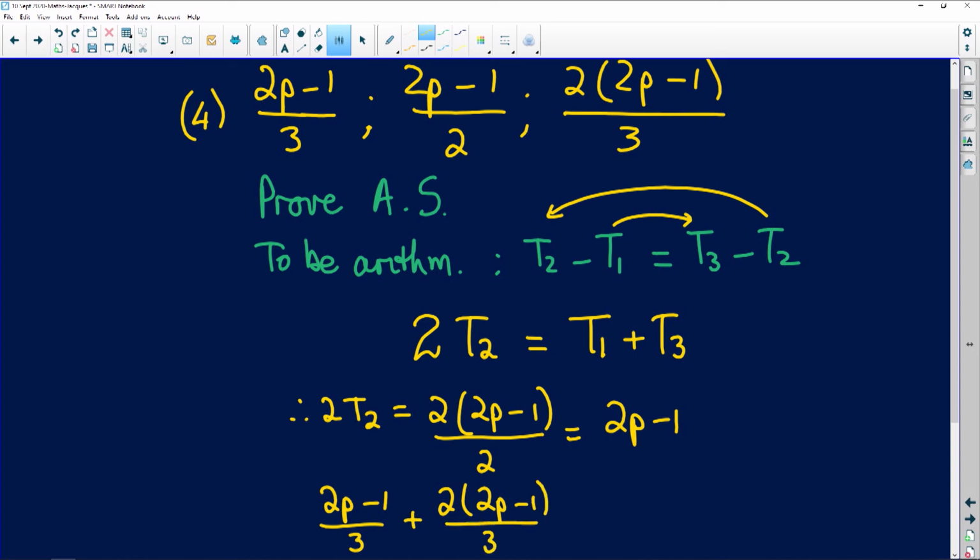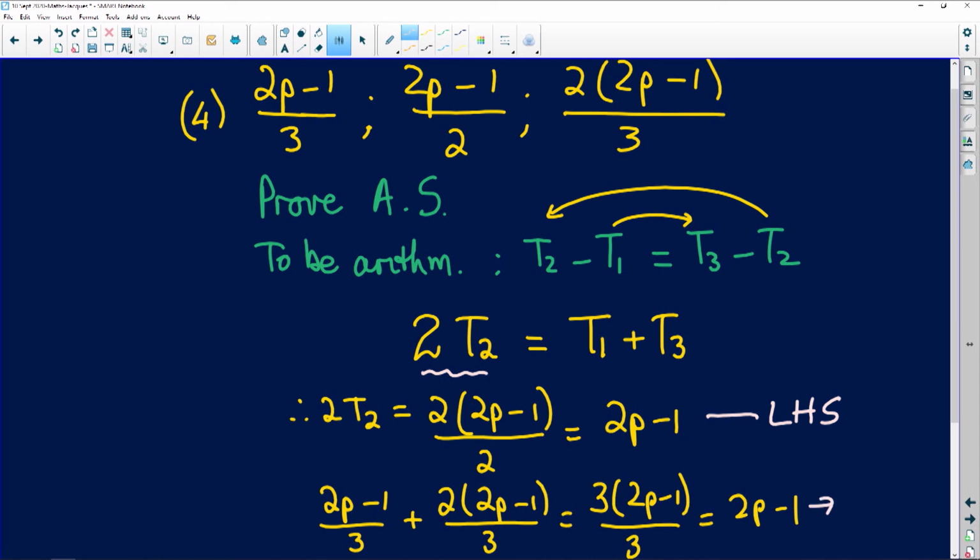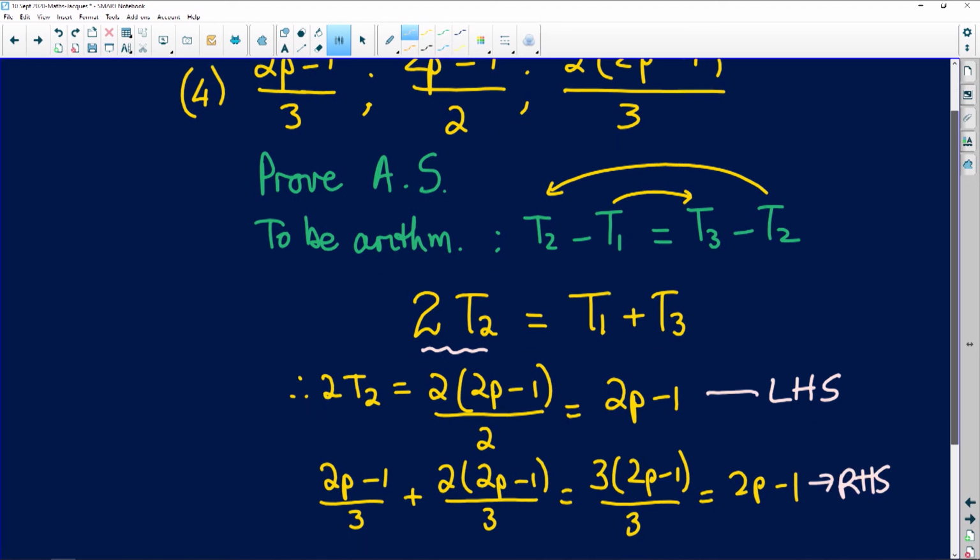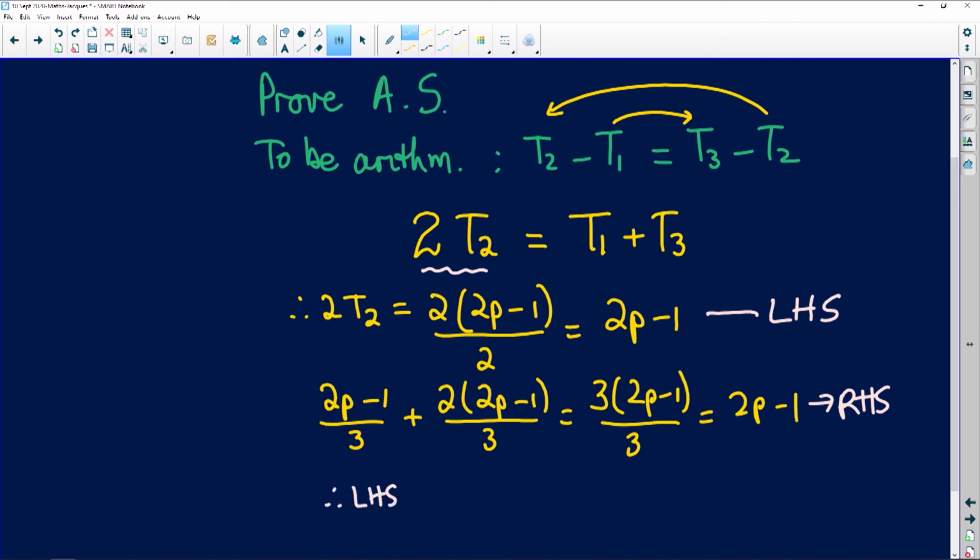You might want to say that this here is the left-hand side of the equation. So in other words, we worked with that. Here, if you look at 2p minus 1 over 3, there's another 2p minus 1 over 3, but there's 2 of them. So that becomes 3 times 2p minus 1 over 3, and that is 2p minus 1, which is indeed the right-hand side. So we can conclude, because the left-hand side is equal to the right-hand side, the terms are in arithmetic sequence.